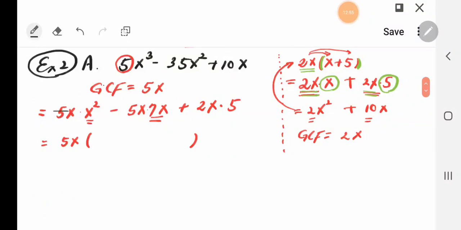So we will take 5x out from each term. For the first term, 5x went out, so x squared is left over. And for the second term, 5x is out, so we have 7x left. And then for the third term, since 2x is out, 5 is the leftover. So this is a product.